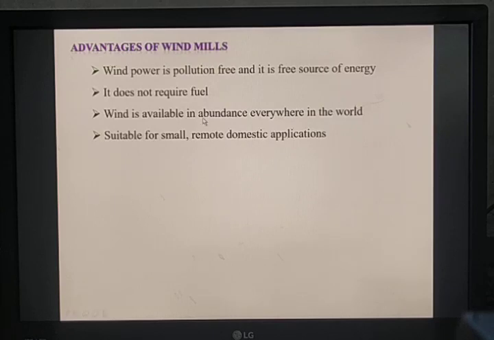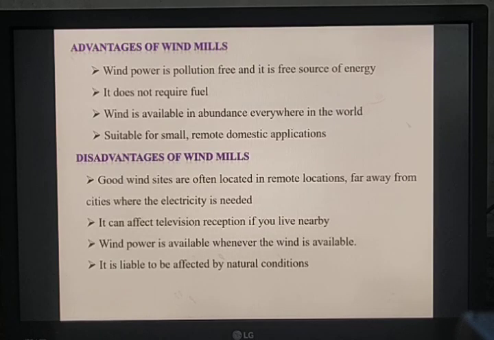Wind farms can attract tourists to places. Cost of generating power is cheap. That is the per unit cost is very less compared to the remaining renewable energy sources. Coming to the disadvantages of windmill.